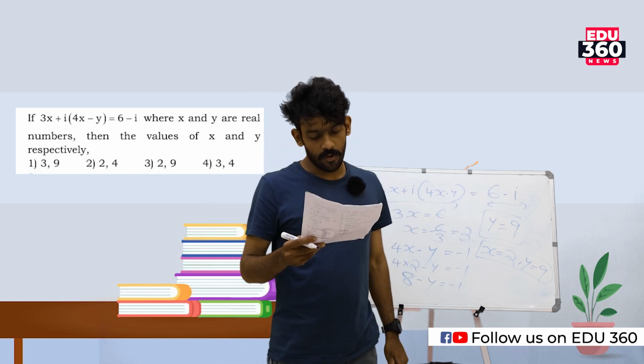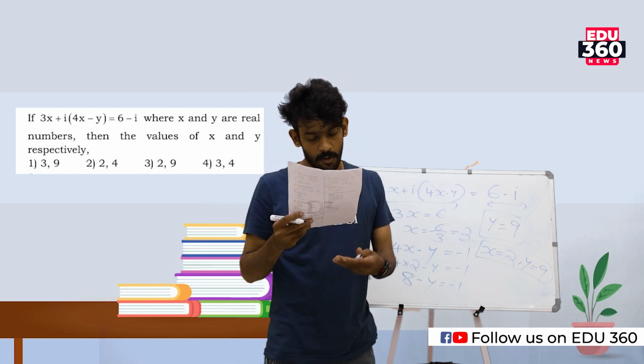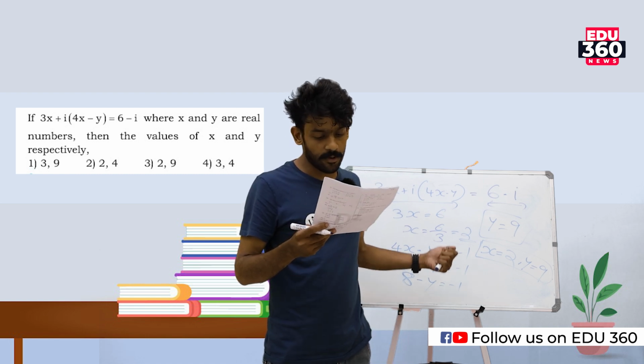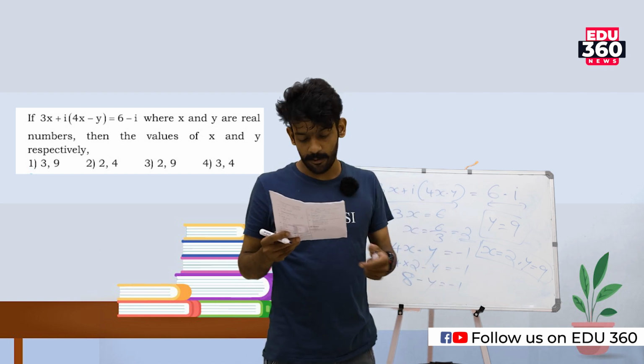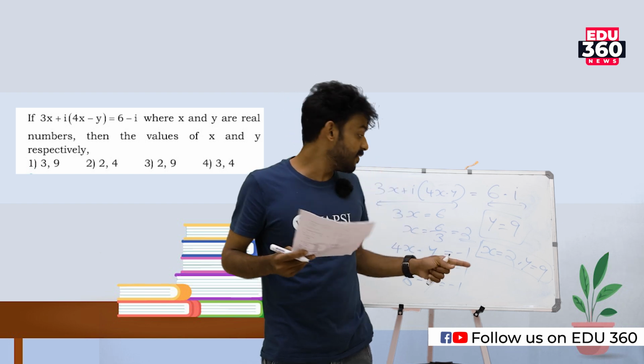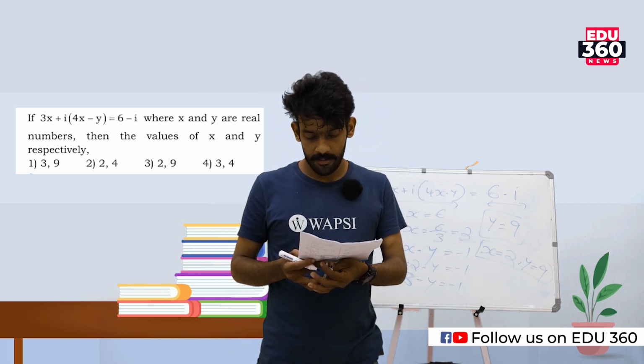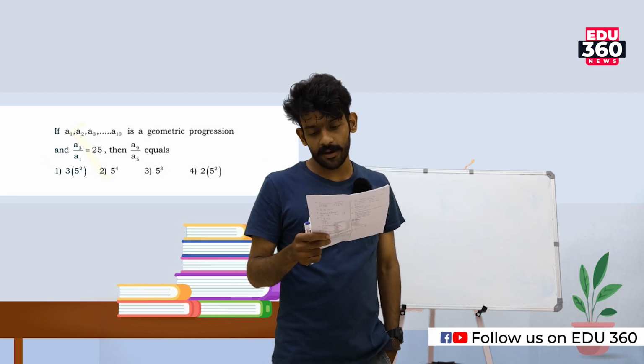Now look at the options. While going through the options, we can see option C shows 2, 9. That means x is equal to 2 and y is equal to 9. So we can move on to another question.